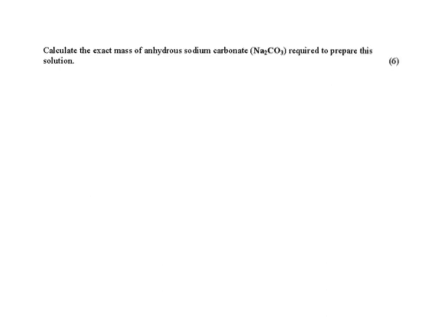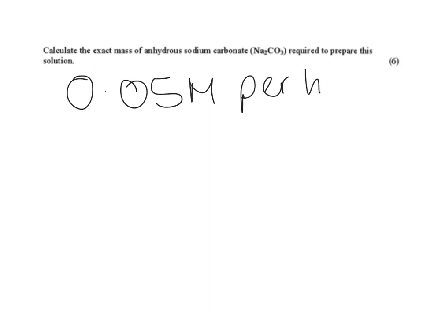The first calculation is asking us to calculate the exact mass of anhydrous sodium carbonate required to prepare this solution. In order for us to calculate that, we need to look back on the question, and we see that we have a 0.05 molar solution of this. Now, what does that 0.05 mean? That means we have 0.05 moles per litre. In this question, I don't have a litre, I only have 500.